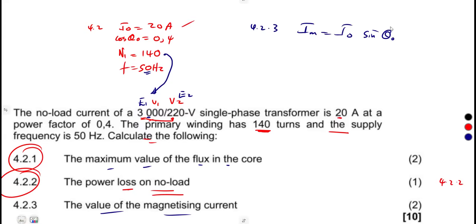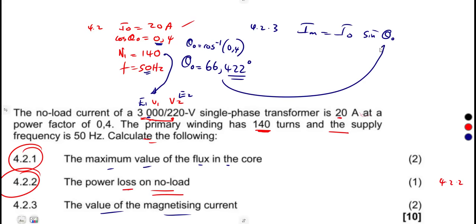The angle, theta, the angle there at zero. That we do not know. So you can calculate it from the cos. Since cos theta is equal to 0.4, our angle is equal to the arc cos of 0.4. Use your calculator in degrees. So our angle is going to be 66.422 degrees. That's the angle we are going to use here to find what?